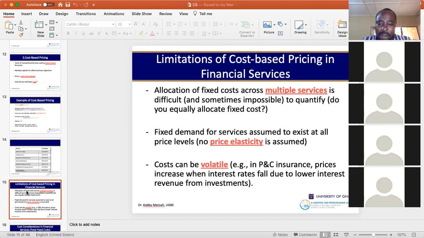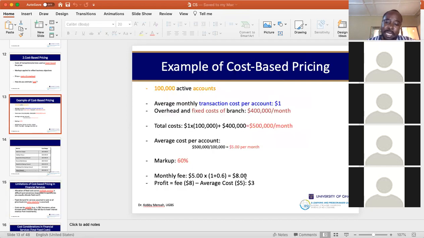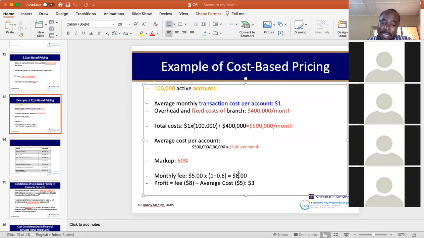And then also, if you look at the explanation that we had, we have assumed that there's a fixed demand for our services. All right. So fixed demand for services is assumed to exist at all price levels, forgetting that there are certain price levels at which the demand could actually slow. So if you look at this example, we are assuming that if we keep the pricing at $8, we'll still keep 100,000 active accounts. But little would you know that it could actually affect the number of accounts coming in, because they think that you're expensive.